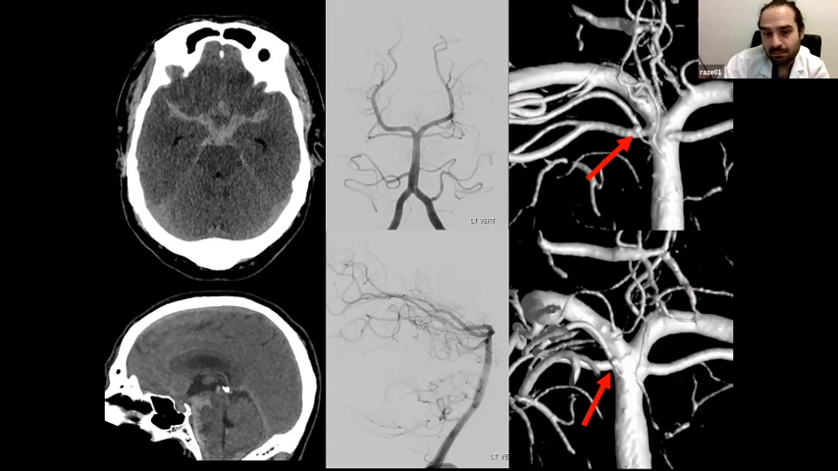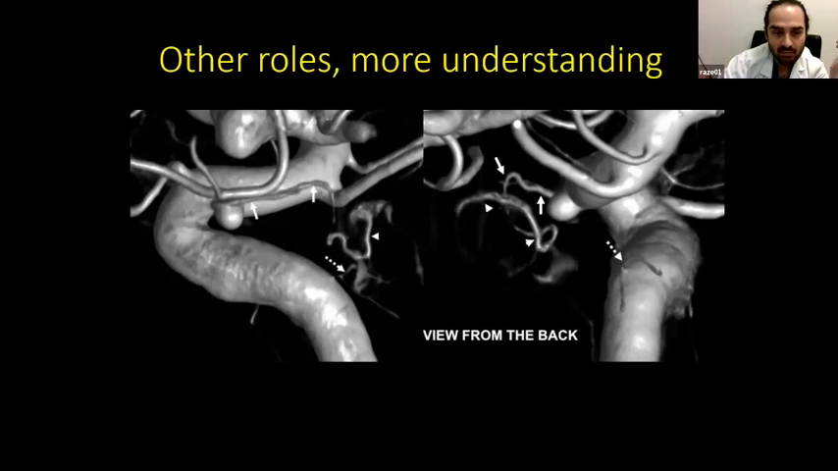Other roles, generally speaking, more understanding. These are classic superior hypophyseal aneurysms. We all would call this that way, right? Projecting medially, just like in the supraclinoid segment, projecting medially, that's a superior hypophyseal artery aneurysm. That's how we call it.